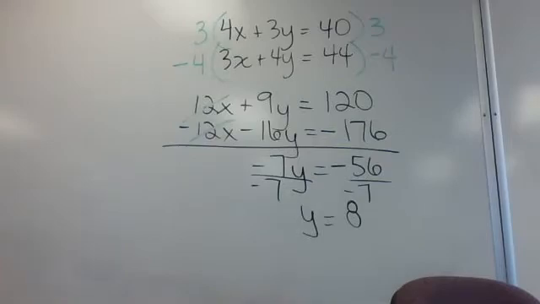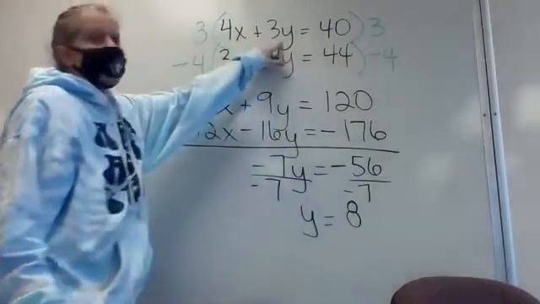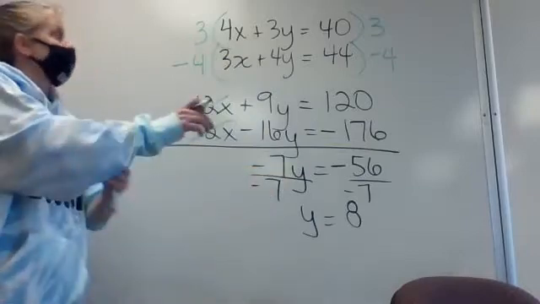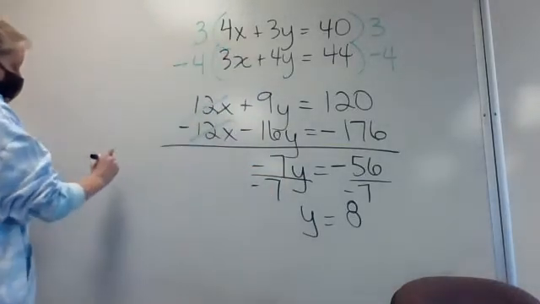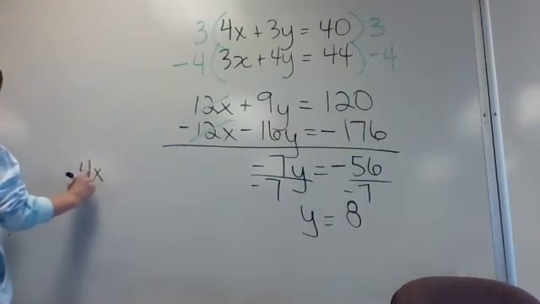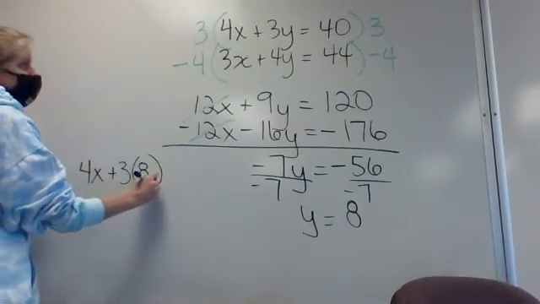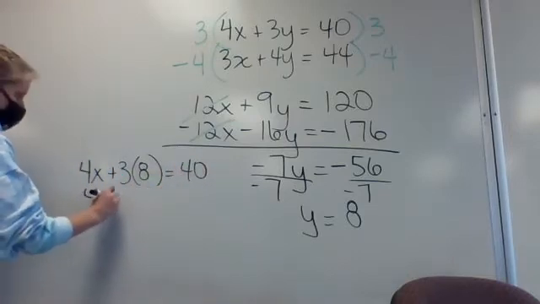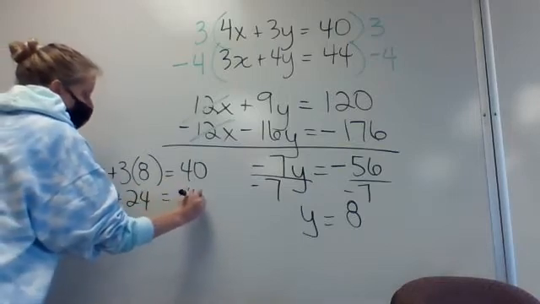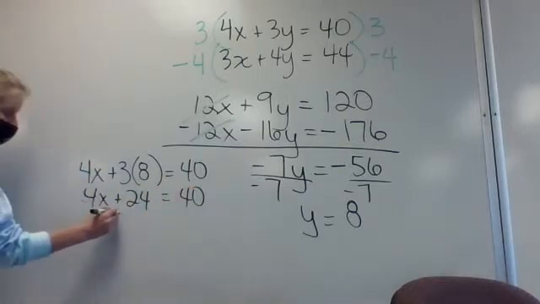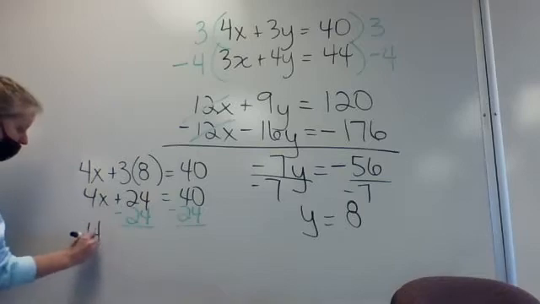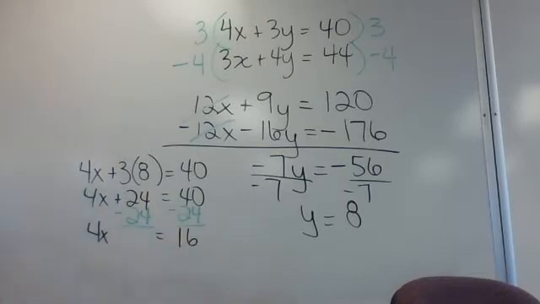Now that you know the y, what can you use it for? You can plug it into that top equation for the y, which means you'll be able to solve for x. So if I plug it in for y, I'll have 4x plus 3 times 8 equals 40. So 4x plus 24 equals 40. Solving for x, subtract 24 from both sides. So 4x equals 16, and divide by 4.